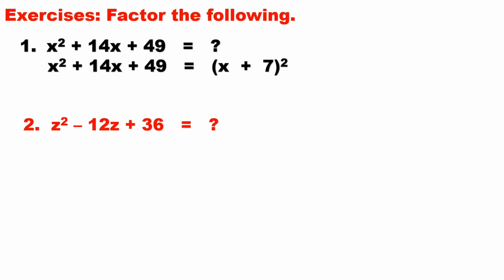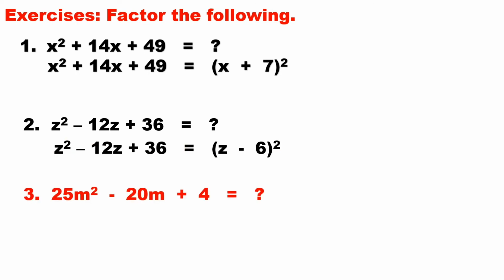Number 2, factor z squared minus 12z plus 36. Continue, get the square root of z squared, which is equal to z. Get the square root of 36, which is equal to 6. Then, use the sign of the middle term, which is minus. Let us square the resulting binomial and easily we get the factors of z squared minus 12z plus 36, which is equal to quantity z minus 6 squared.